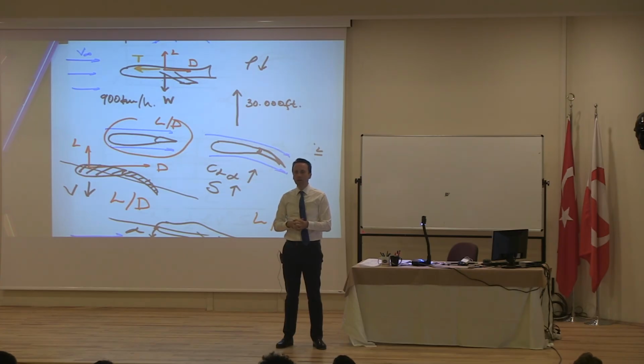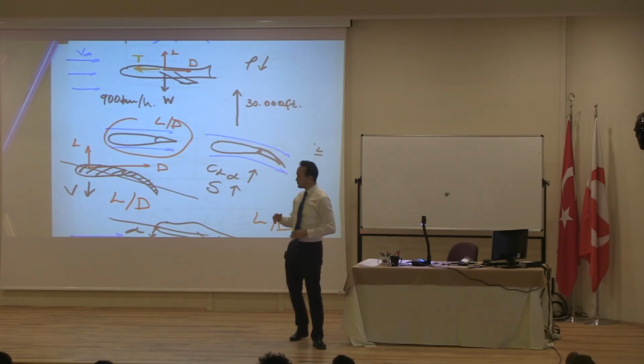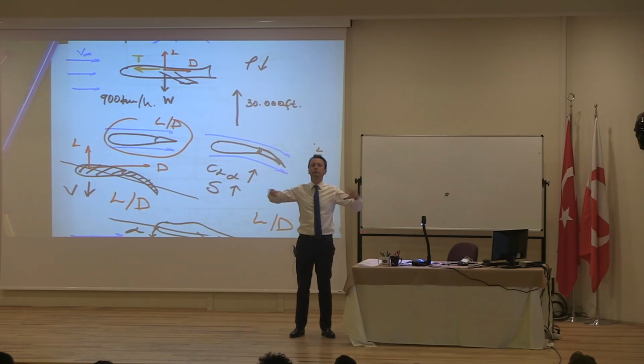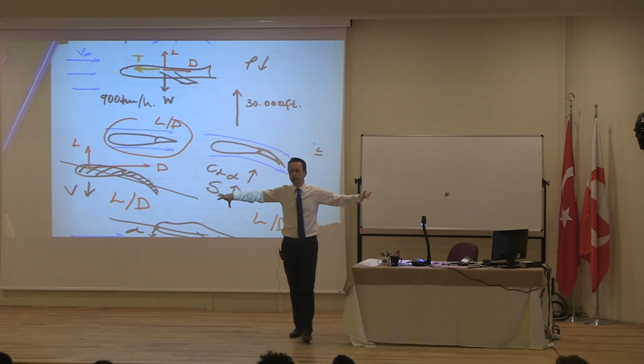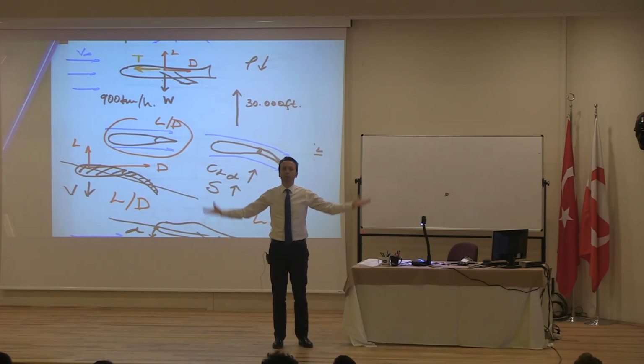Which surface do we mean? If it's an airplane, we mean the surface of the wing. Okay? We mean the surface of the wing. So basically, the bigger your wing, the more lift you have.